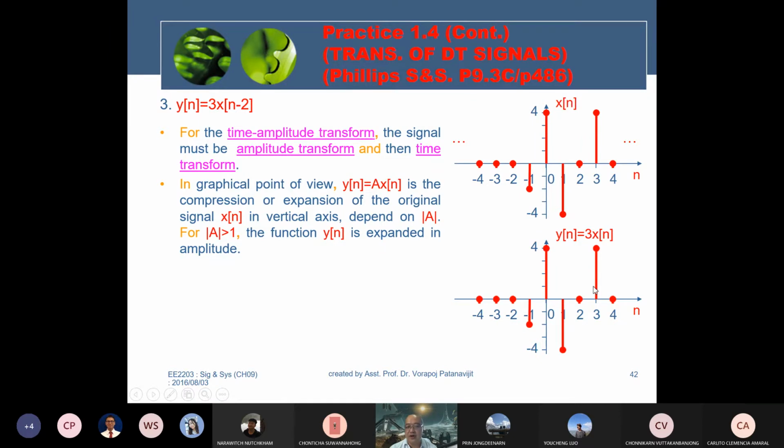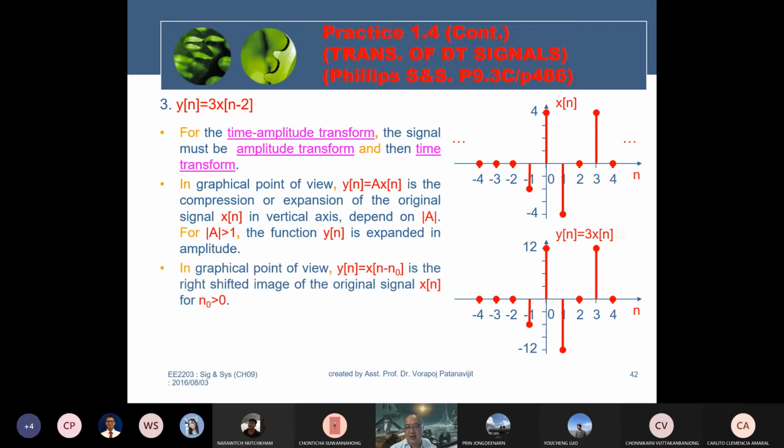From the graphical point of view, y[n] equal to a x[n] is the compression or the expansion of the original signal x[n] in the vertical axis, depending on the absolute value of a. For absolute a greater than 1, the function y[n] is expanded in amplitude. Expanded in amplitude, here. And the next one, we proceed to time shifting.